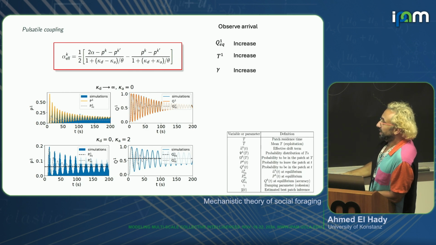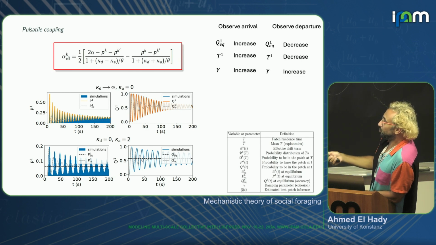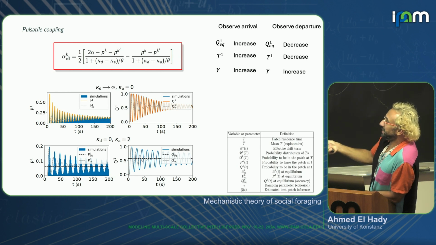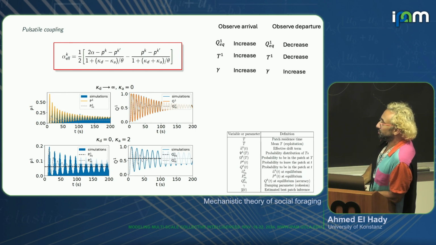parameter. If I'm paying attention to the departures, which will tend to couple you to move earlier, the equilibrium probability to stay at patch 1 will decrease, the patch residence time in patch 1 decreases, but still this damping parameter will increase compared to the non-coupled case. Okay.